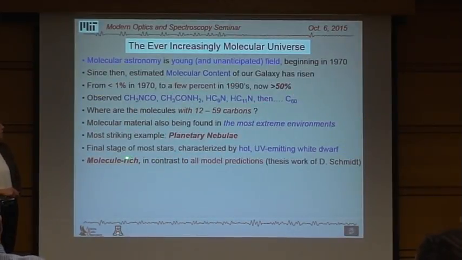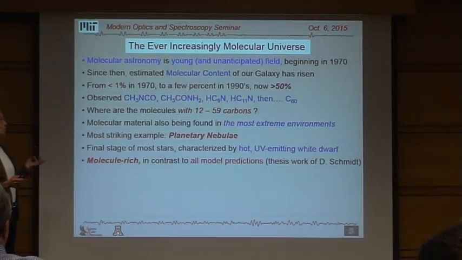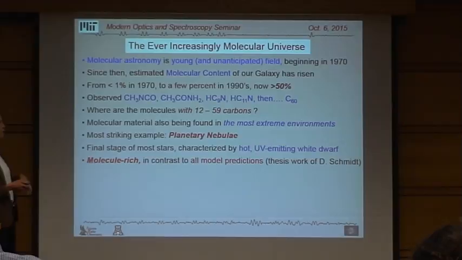Now, another interesting thing is that because people have been studying molecules out in interstellar space, first thing is no one ever thought molecules would be out there. Up to about 1970, the classic conclusion of most astronomers was there may be a few diatomic species, but nothing else. But since that time, our view of the molecular content of the galaxy has risen from less than 1% in 1970 to a few percent in the 1990s. And now they estimate that over 50% of the material, at least in the inner 60% of our galaxy, is molecular in nature. So things have really changed over the past 40 years.